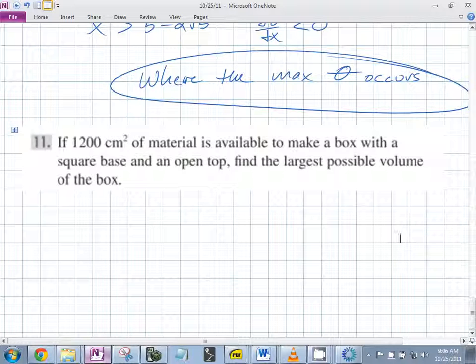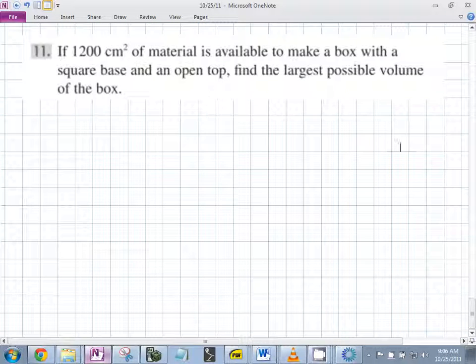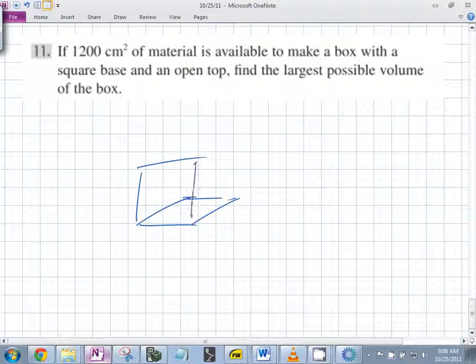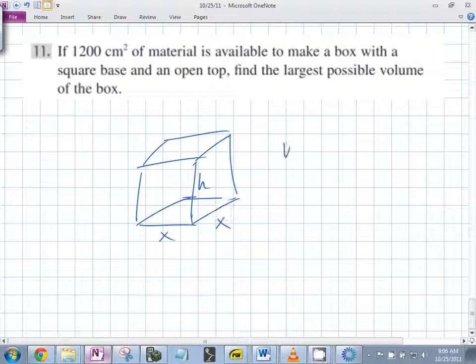If 1,200 centimeters squared of material is available to make an open box with a square base, find the largest possible volume of that box. So you draw the box first, right? If that's the box right there, we'll call the base x, and what's the height? Let's use h for height. What's the volume of that box, therefore? x squared h, correct? And this is an open top box, so this is open, right?